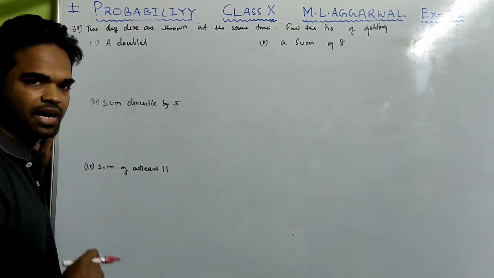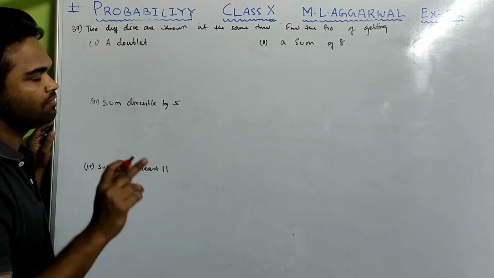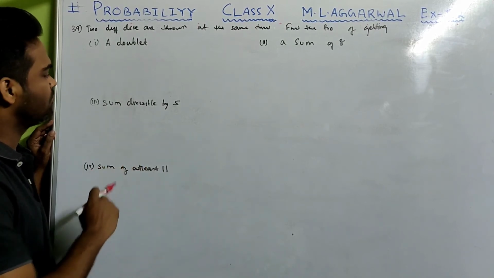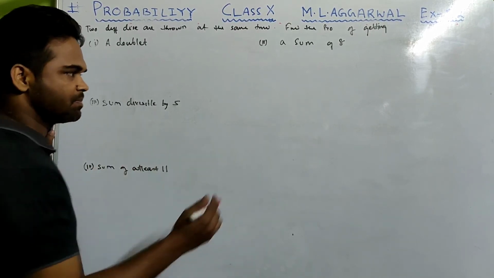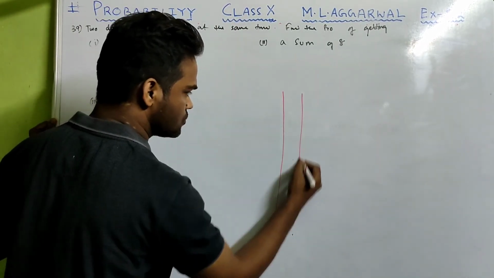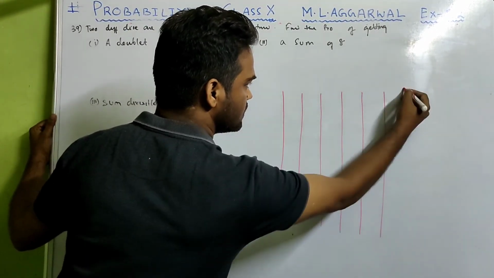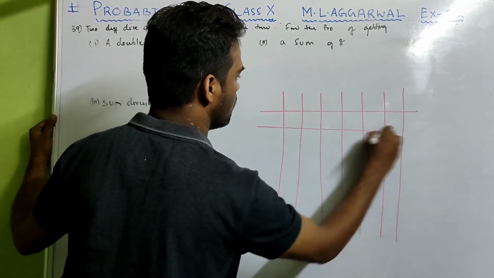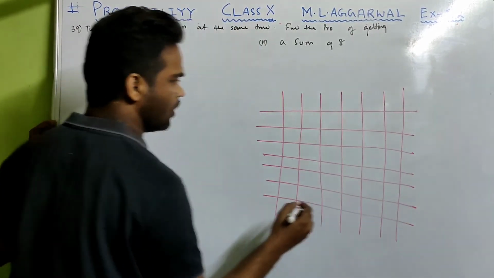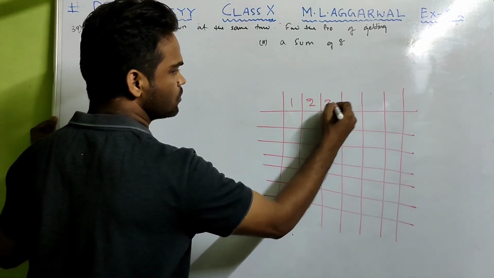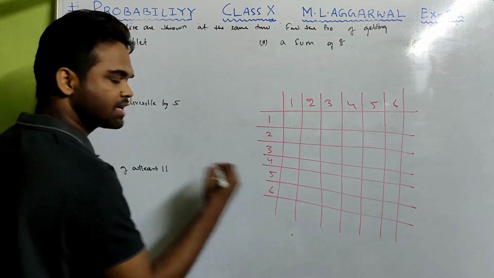Okay. Now let us look at the next sum. Now look at sum number 39, the last sum from this exercise. 2 different dice are thrown at the same time. Find the probability of getting a doublet, a sum of 8, sum divisible by 5, a sum of at least 11. First of all, get the sample space. Look carefully. For the first die, 1, 2, 3, 4, 5, 6 can come. For the second die, 1, 2, 3, 4, 5, 6 can come.